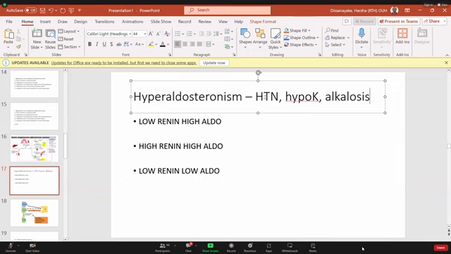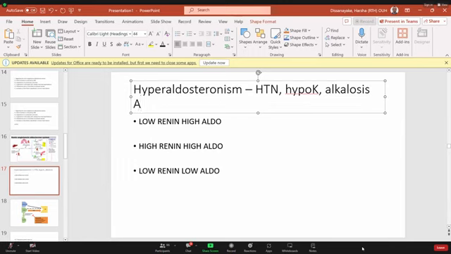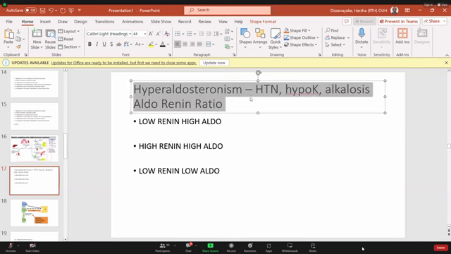So if someone has this hyperaldosteronism phenotype, then we investigate them to see if they actually have too much aldosterone in blood. How do we do that? We do what is called an aldosterone to renin ratio in blood. Okay, right. And then we can find three outcomes. One, one might have low renin and high aldo. Two, one might have high renin and high aldo. Three, one might have low renin and low aldo, despite having the hyperaldosteronism phenotype.